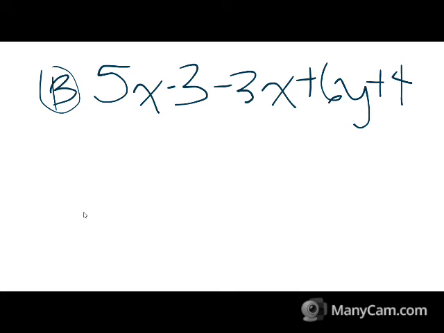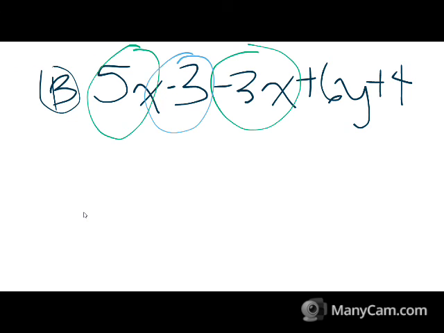We want to simplify 5x minus 3 minus 3x plus 6y plus 4. What I like to do is circle what I have in common. So I have a 5x here. Do I see any other x's? Yes, a negative 3x right here. Do I see constants, numbers without variables, just numbers by themselves? I have a negative 3 and a 4. So now I'm left with y's. Do I have any other y's? No, just the y by itself.